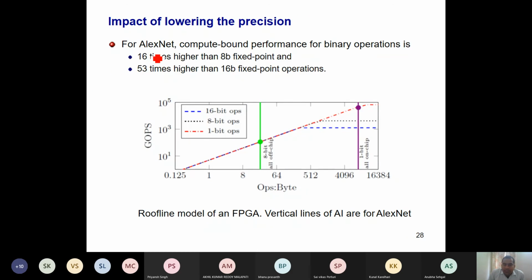Another optimization we can do is lower the precision. Here you can see for AlexNet, this green line is the AI if we use 8-bit operands, and this is the performance we'll get. If we use 1-bit for all the parameters, then this red one is the 1-bit ops. So our AI also improves, and the ceiling that we are attacking is also higher.